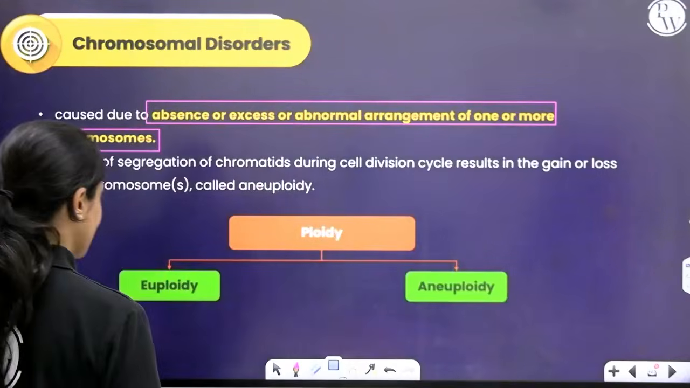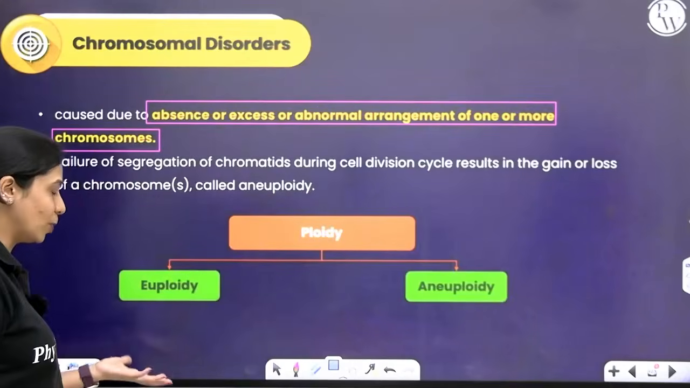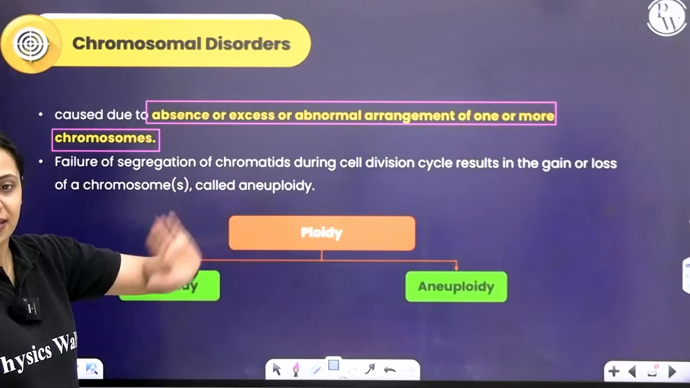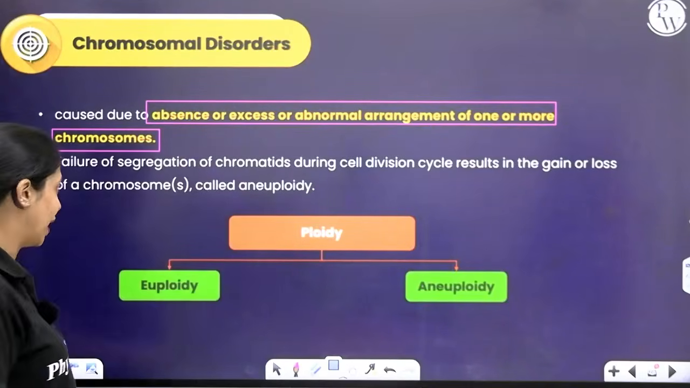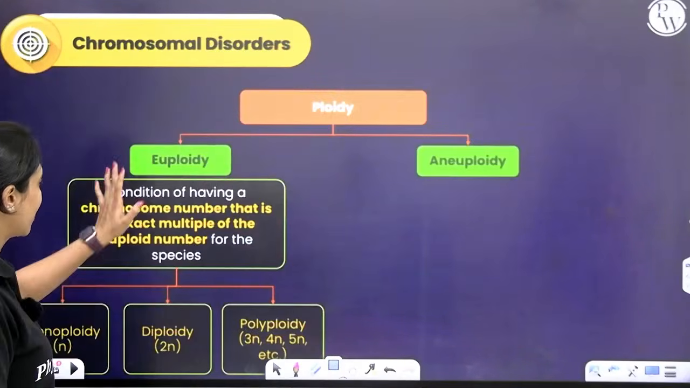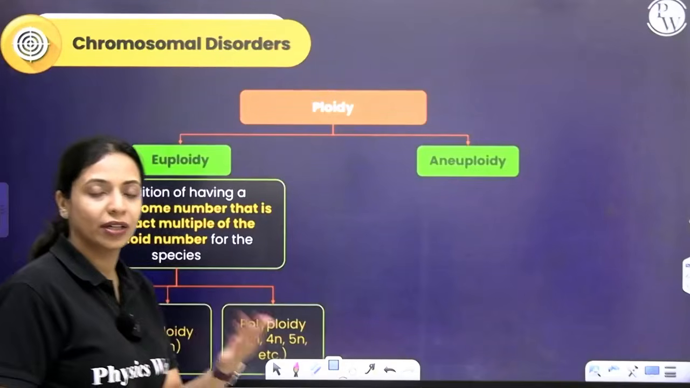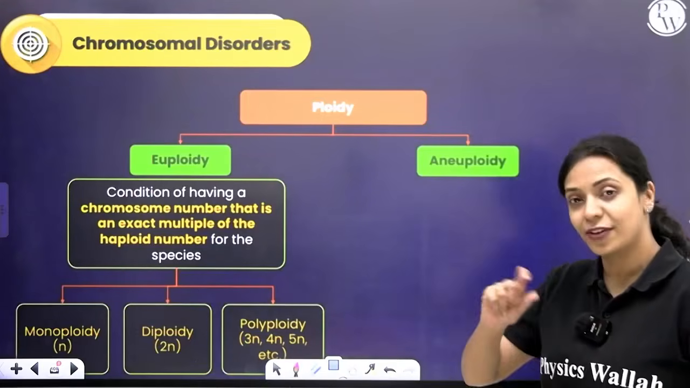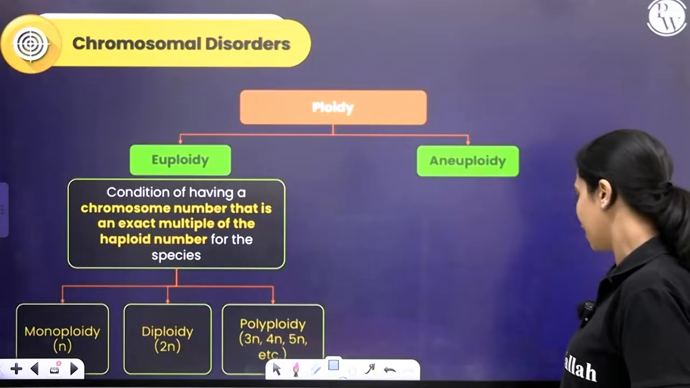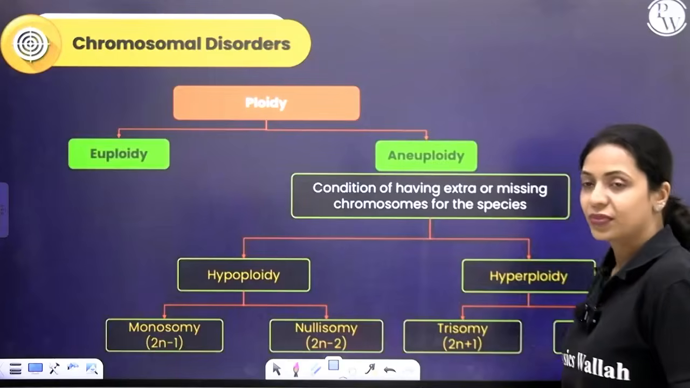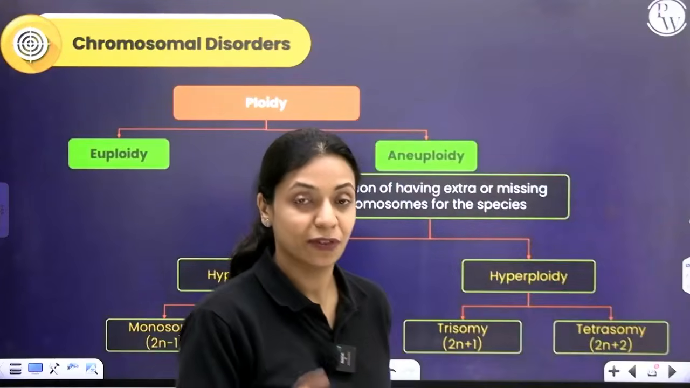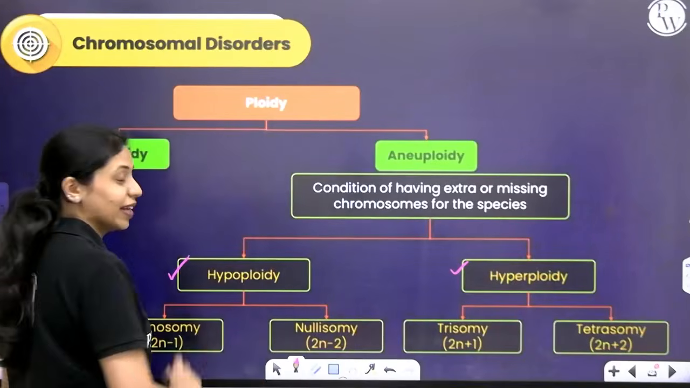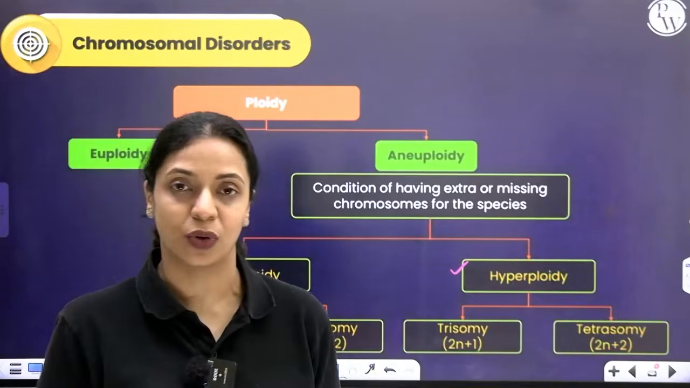Ploidy is the number of sets of chromosomes. Normal ploidy is euploidy. If there is any more or less than the normal set, then it is called aneuploidy. Euploidy can be like haploid, diploid, triploid, 23 multiples. Aneuploidy is deviation from that actual set. There could be more than normal or less than normal. If there is more than normal, we call it hyperploidy. If there is less than normal, we call it hypoploidy. Hypo means less, hyper means more.